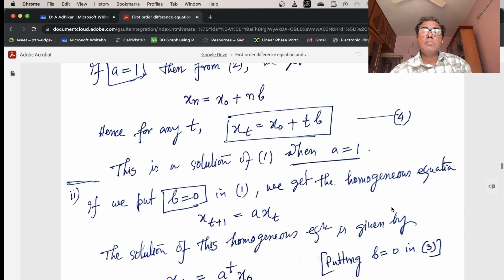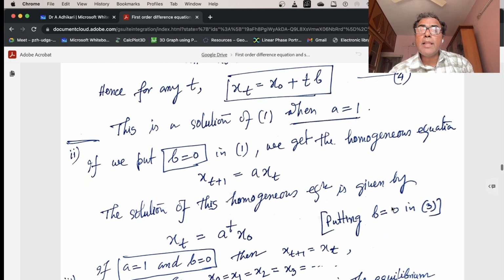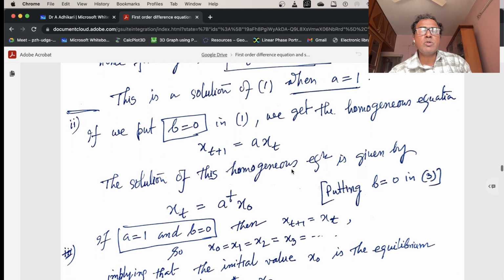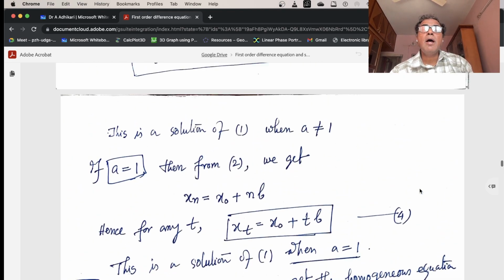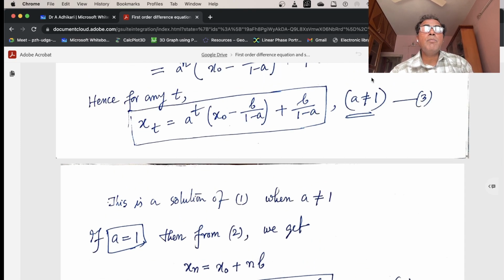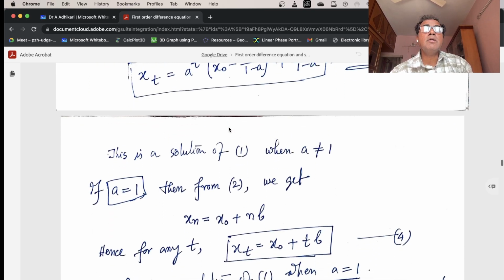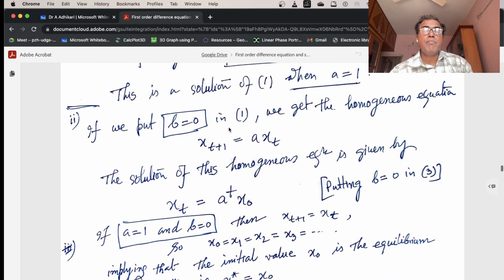If we put b equal to 0, we get the homogeneous equation x_{t+1} equal to a x_t, and obviously I already discussed this case. The solution of this homogeneous equation is given by x_t equal to a to the power t x0. You can deduce it from equation 3 by putting b equal to 0, so x_t equal to a to the power t x0.